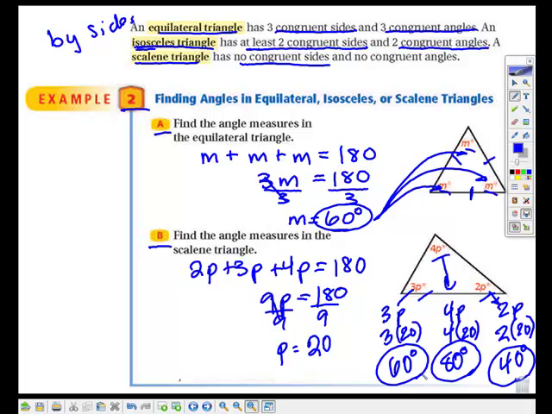There's a little extra work to do in that one. But if you check, the 60 plus the 40 still adds up to 100, and 100 plus 80 adds up to 180. So these three angles could be the three angles in a triangle.